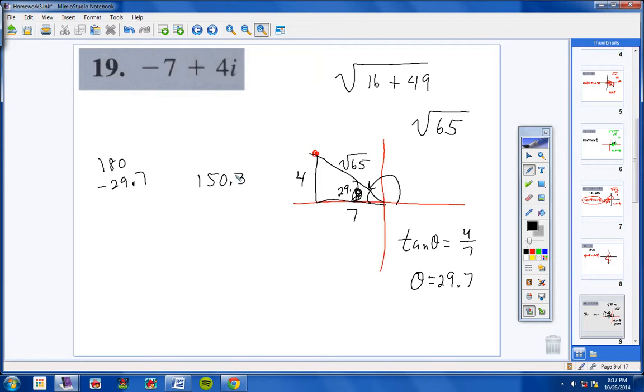Now if we convert that to radians very quickly, students, we would get 2.62 radians. So I would have square root of 65 cosine of 2.62. That's rounded, of course. 2.62 radians plus i sine 2.62 radians. Okay, let me check the back of the book real quick. And we are good. We are moving on.